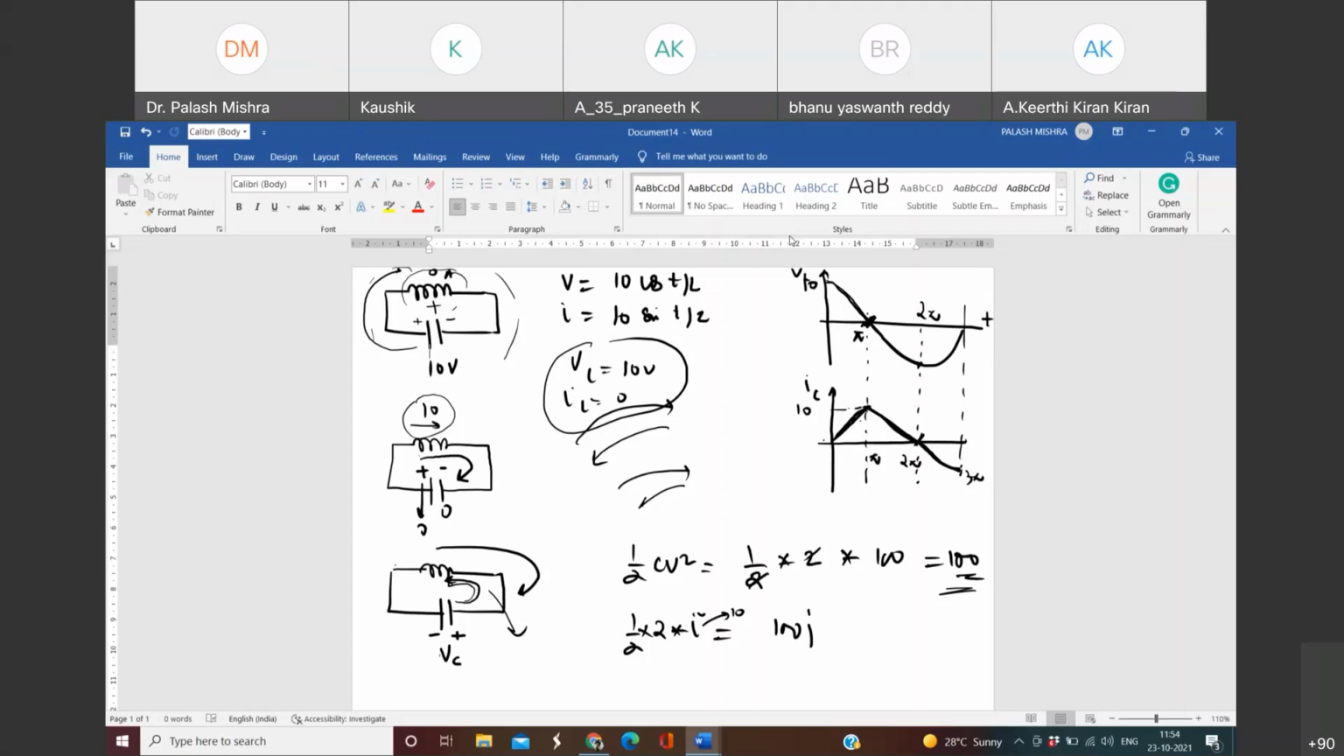Even if you calculate at pi by 4, you will get the voltage as V equals 10 cos pi by 4, and I will be 10 sine pi by 4. You solve this, find the capacitor voltage, half C V square, half L i square, and you will again get the energy as 100 joules only. So energy will be conserved. The only thing is that it gets transferred from inductor to capacitor, capacitor to inductor, and revolves within the circuit. So that's the resonating energy actually. It will resonate here and there.